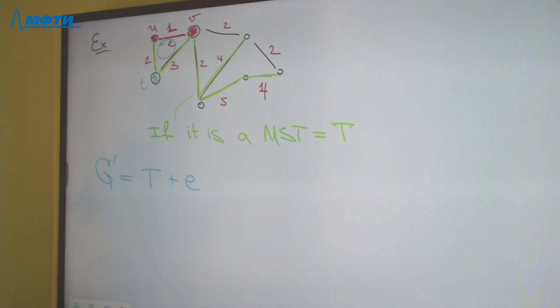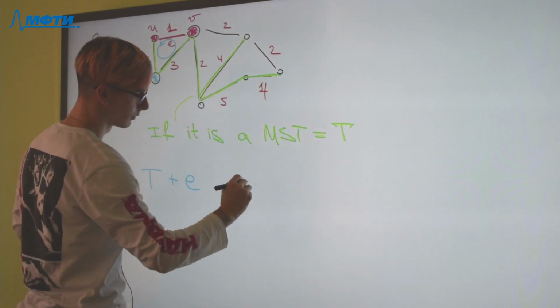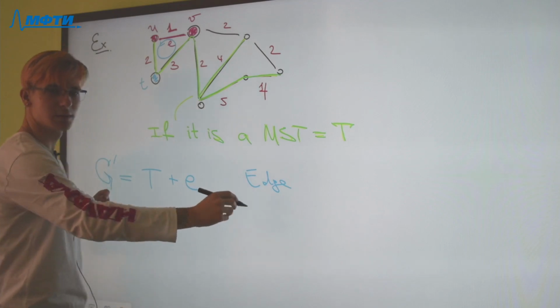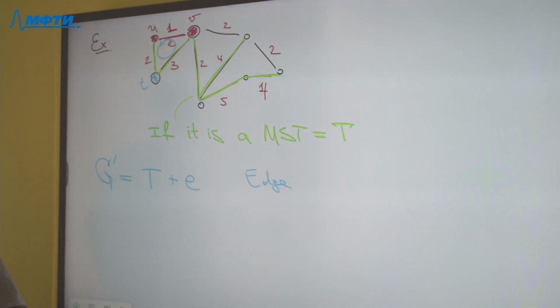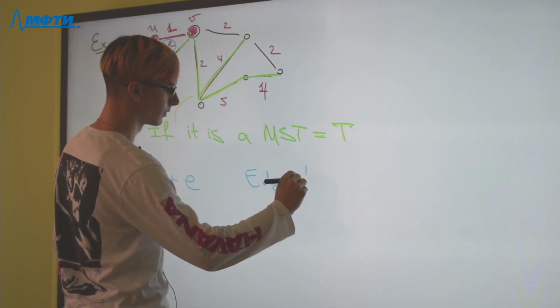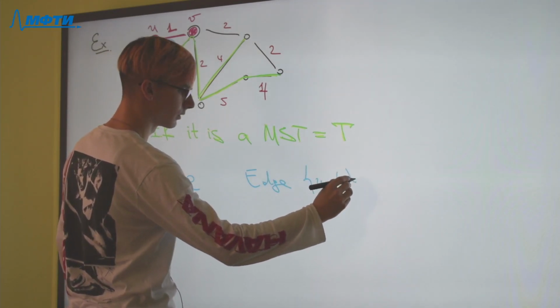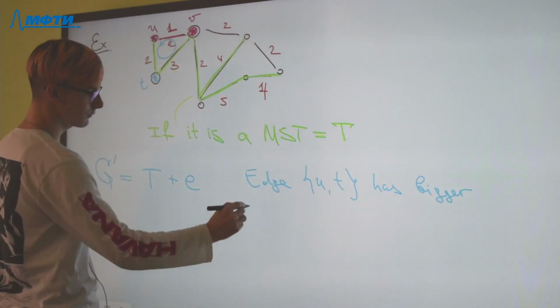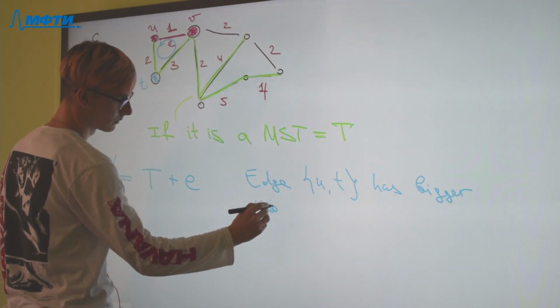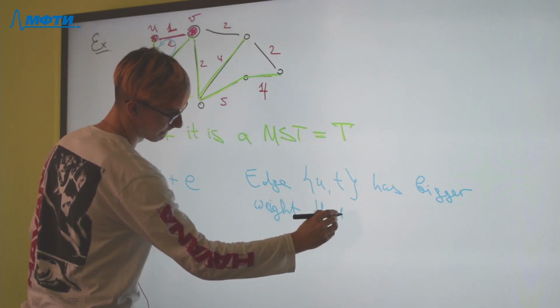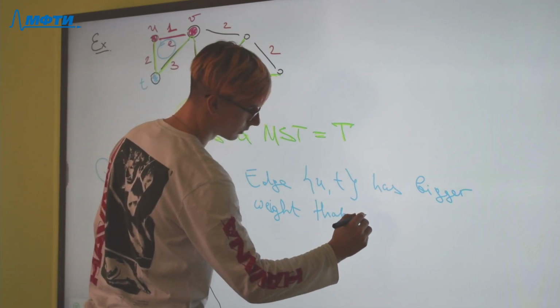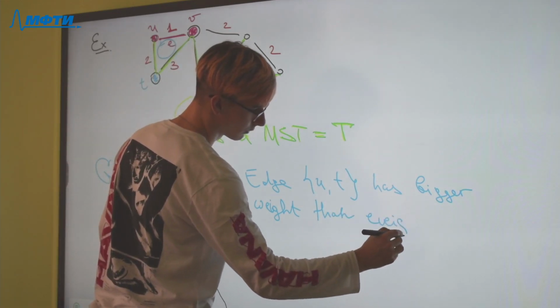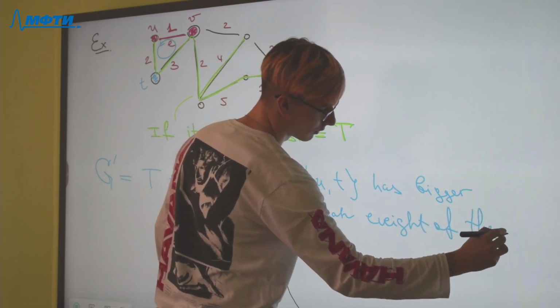And as E has a minimum of weights of edges, we say that the weight of edge UT is bigger than the weight of the E. Yeah.